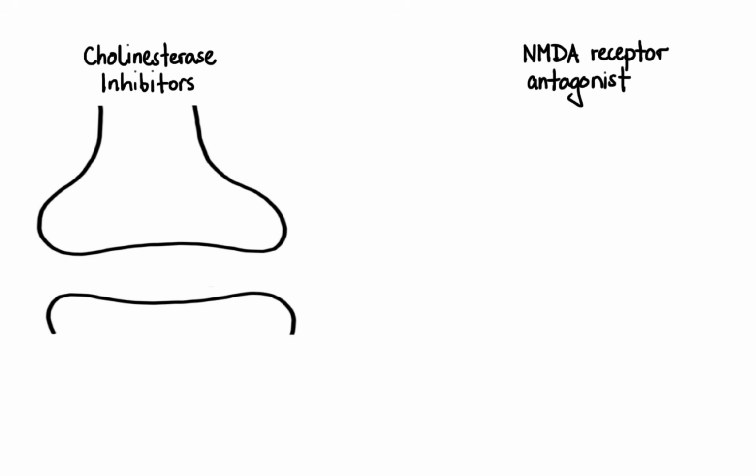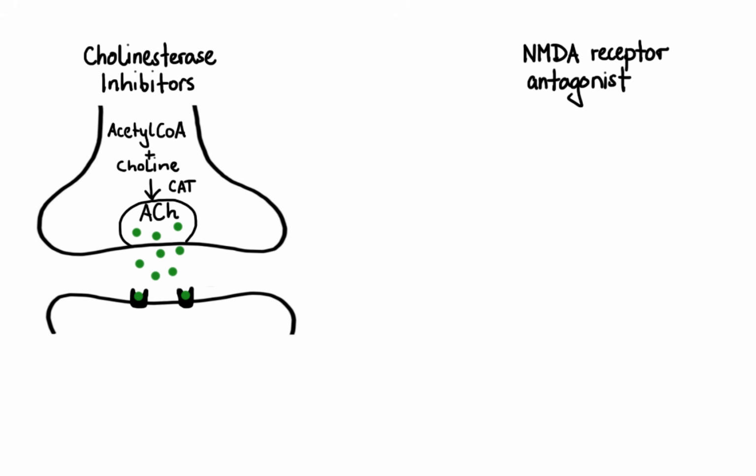Under normal conditions, cholinergic neurons in the brain synthesize acetylcholine from acetyl coenzyme A and choline in a reaction catalyzed by an enzyme choline acetyltransferase. Upon arrival of neuronal impulse, synthesized acetylcholine is released into the synaptic cleft, where it interacts with acetylcholine receptors located on the postsynaptic neurons. Shortly after, two enzymes, acetylcholinesterase and butyrylcholinesterase, break down acetylcholine into acetate and choline, thus terminating stimulating signals.